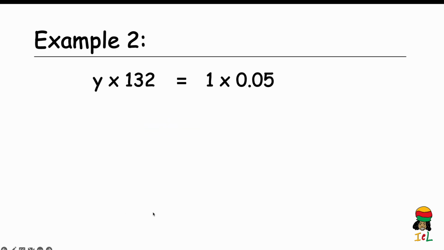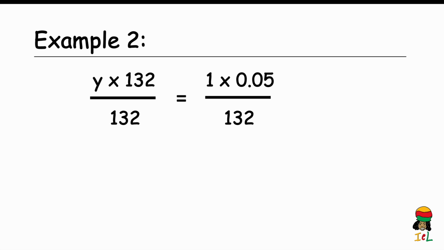Then we're going to make Y the subject of the formula. And in order to do that, we need to get rid of the 132 from the left side of the equation. Since we're multiplying by 132, we do the opposite operation of multiply, which is divide by 132 in order to cancel 132. And remember, whatever we do on one side of the equation must also be done on the other side of the equation. So as we can see, 132 in the numerator will cancel 132 in the denominator. As a result, we're left with Y is equal to 1 times 0.05 divided by 132.